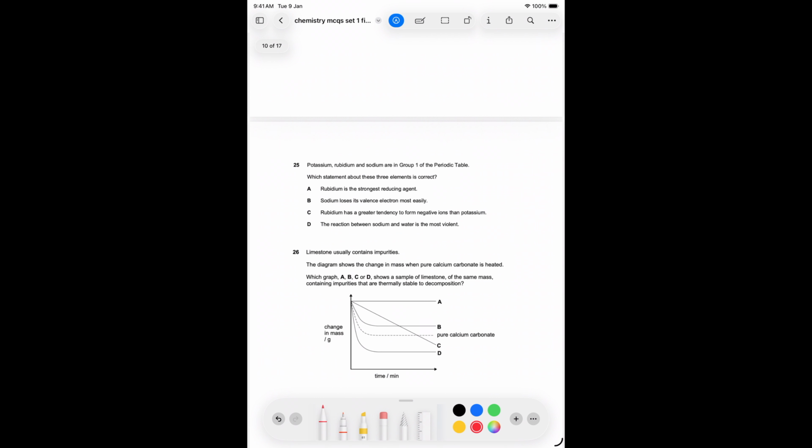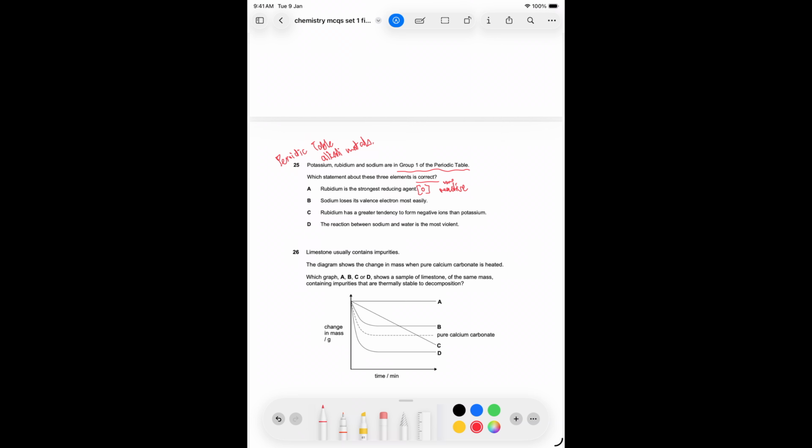Question 25. Potassium, rubidium, and sodium are group 1. So this one definitely is your periodic table, your alkali metals, group 1. They are all group 1. Which of them are correct? Rubidium is the strongest reducing agent. A reducing agent itself wants to oxidize. In other words, it's actually the most reactive. They are saying that it's the most reactive.